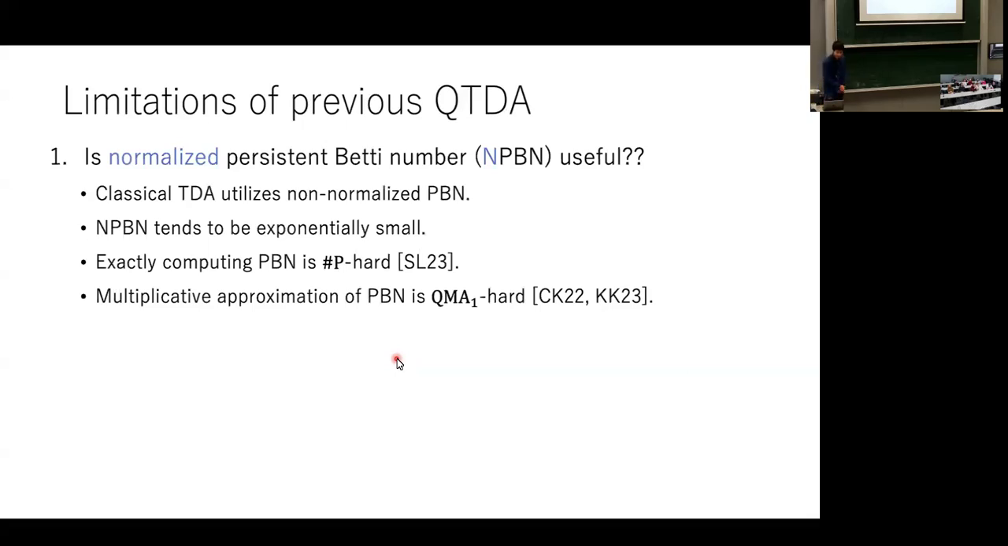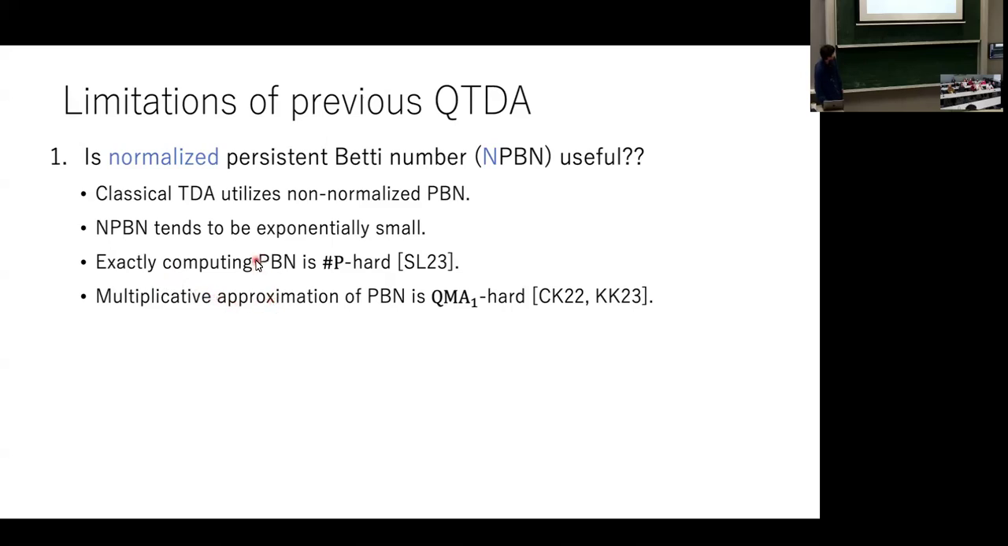One problem is the usefulness of normalized persistent Betti numbers. Usually in classical topological data analysis, they almost always consider the non-normalized, usual persistent Betti number. So how the normalized persistent Betti number can be utilized is not so clear. Another problem is that for typical simplicial complexes, the normalized persistent Betti number tends to be exponentially small. This is also a problem.